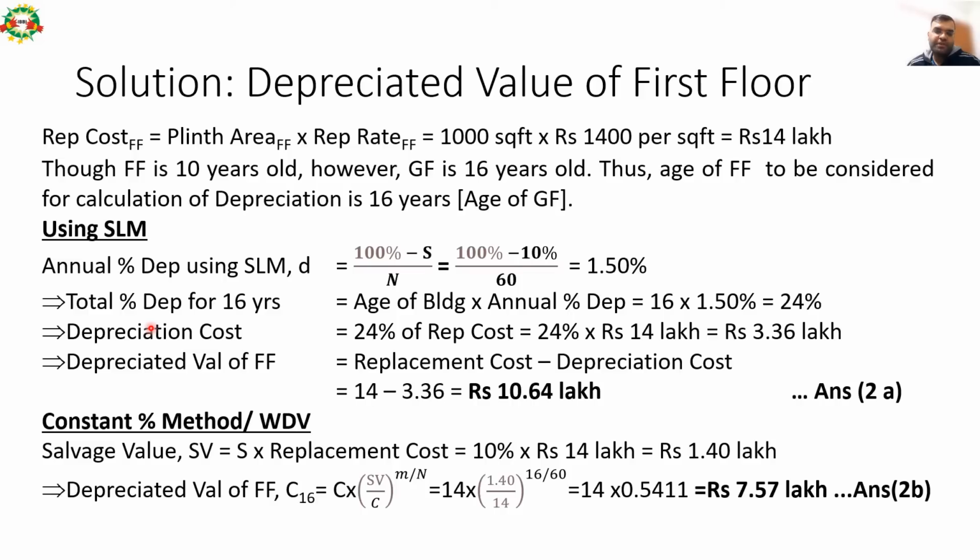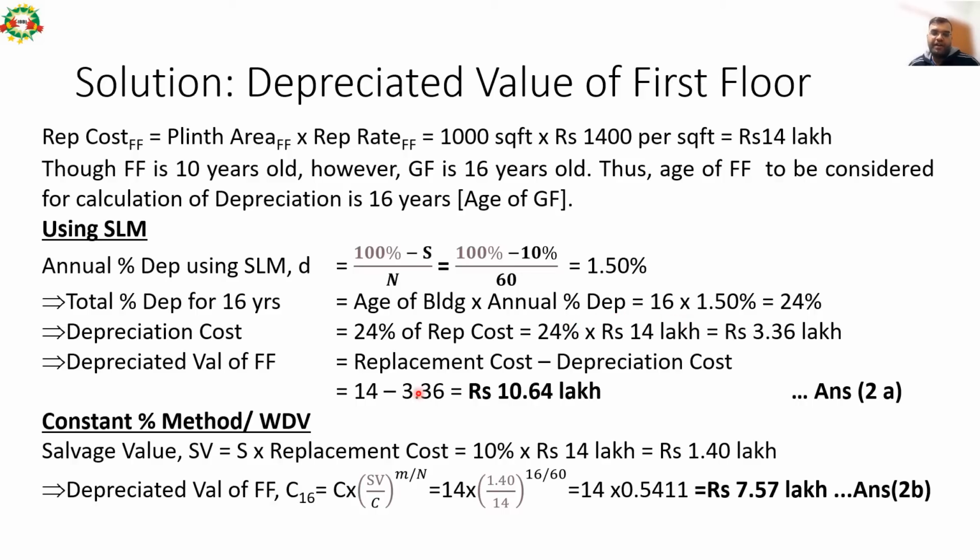So total percentage depreciation for the first floor will be equal to 16 years, which is the age of the foundation, not the structure. So age of the building or foundation multiplied by annual depreciation 1.5 is 24%. Here 24% is the total cumulative depreciation of the first floor as per SLM method. However, replacement cost RCN of the first floor we have calculated above, depending on plinth area and replacement rate of the first floor, which is equal to 14 lakh rupees. So 24% of 14 lakh is equal to 3.36 lakh.